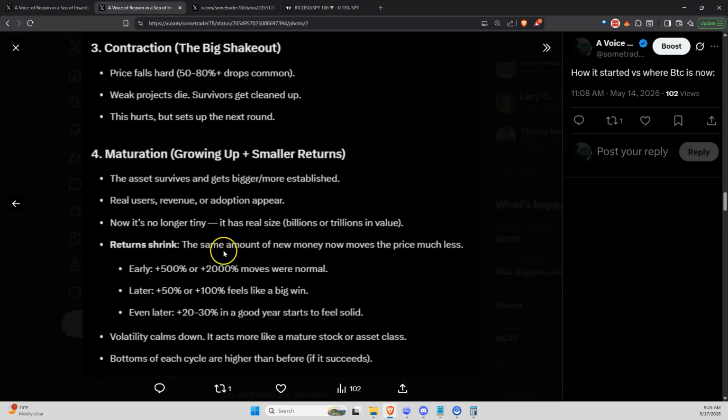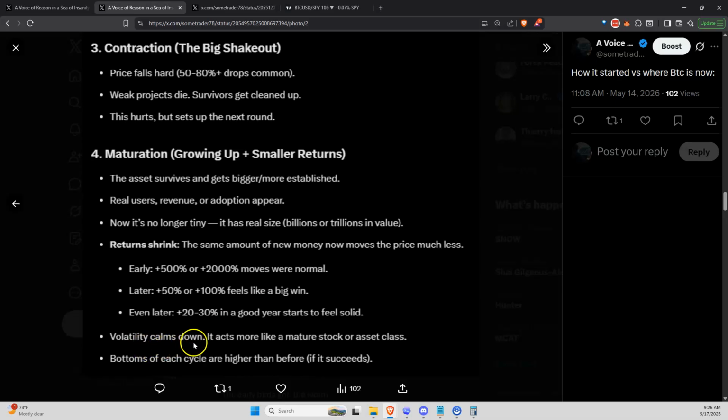Returns shrink. So the same amount of new money now moves price much less. Where early you might see 500 or 2,000% moves, later it was 50 or 100%, even later 20 to 30% feels like a really solid. And I think this is where we're at with Bitcoin, right? I think even 20 to 30% is probably far-fetched at this point, long term. Now, I'm not saying it can't go 20 or 30% period. I'm saying long term, to average that every year is going to be pretty far-fetched. I did another video showing the math behind it.